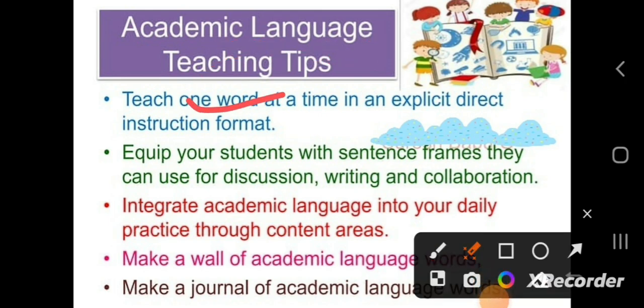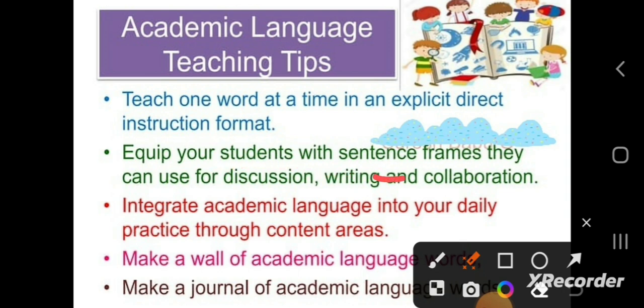Academic language tips. Teach one word at a time in an explicit direct instruction format. Focus on teaching individual academic vocabulary words in detail. This method involves breaking down the word's meaning, usage, and context explicitly. For example, if we teach the word analyze, we would explain its meaning, provide examples of its use, and practice it in different contexts.